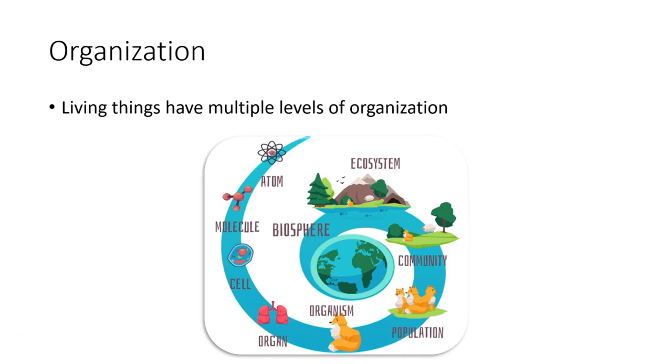So again, organization, just to refresh this a little bit, living things have different levels of organization. We usually start at the atomic level, build up to molecules, and then cells. Cells make tissues, tissues make organs, organs make organ systems, and then organ systems together make the organism. And this keeps going as we get bigger and broader in the grand scheme of the world.